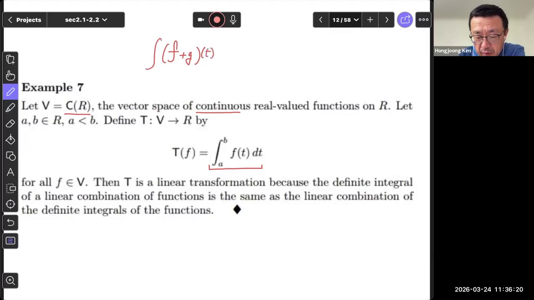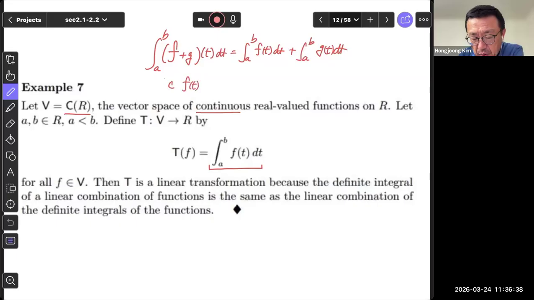integrable, then the integration of this is the same as the sum of the integrations, and when c is multiplied to f of t, that is c times the integration of this from a to b. So we know this. We use these properties all the time, right? So that means the integration will be another linear transformation.